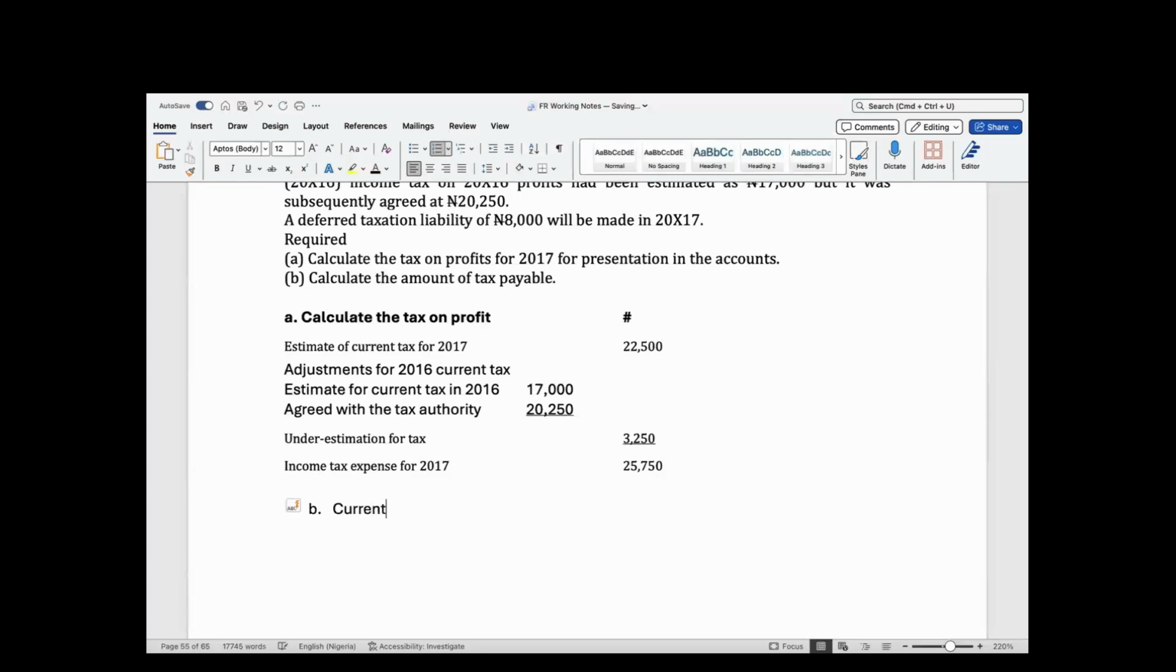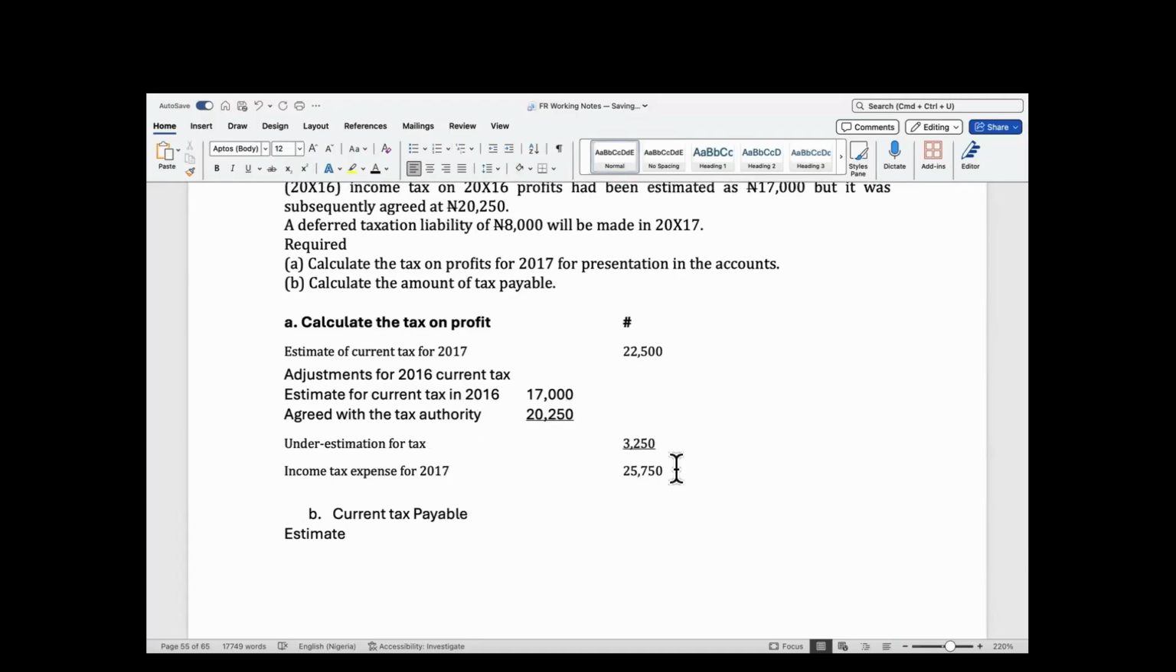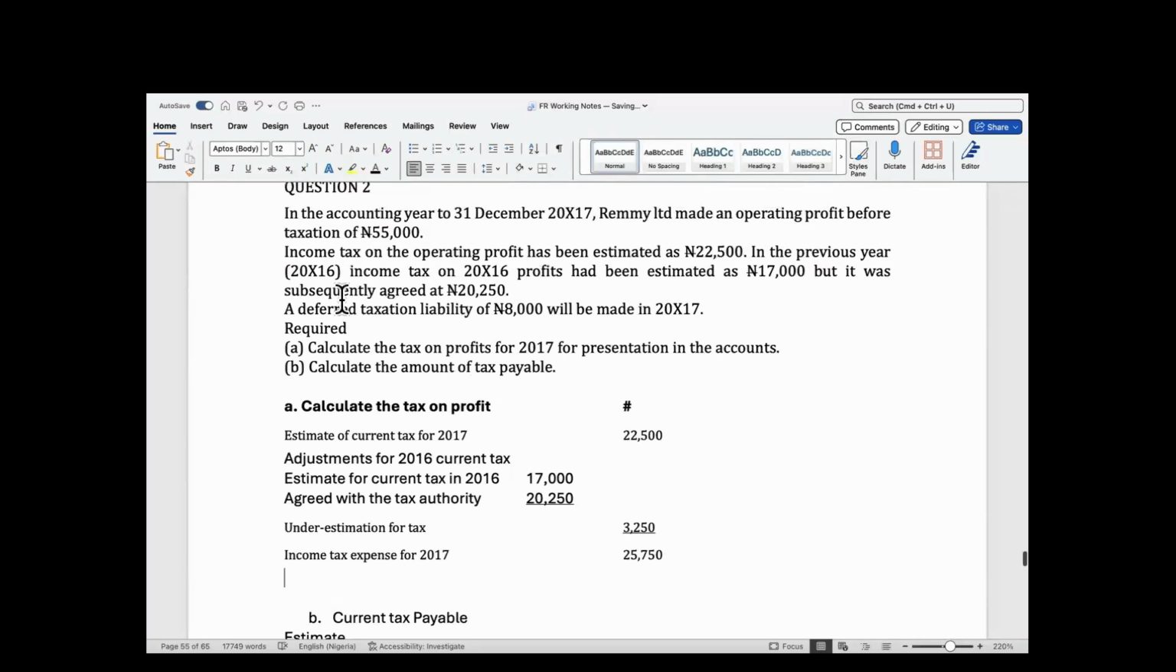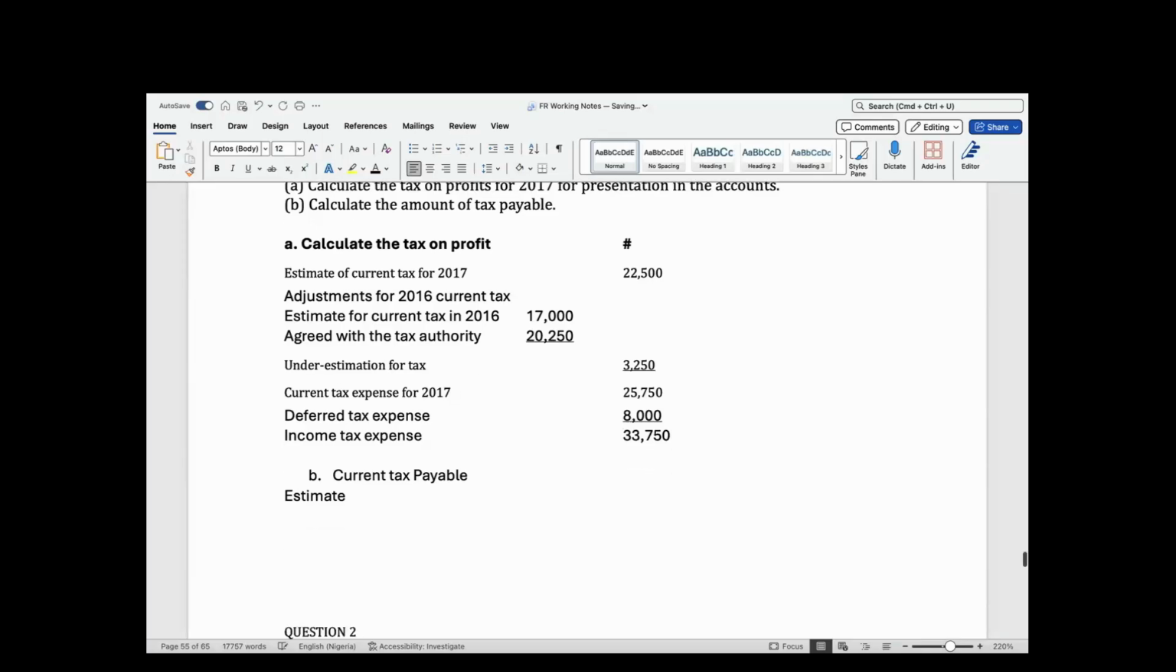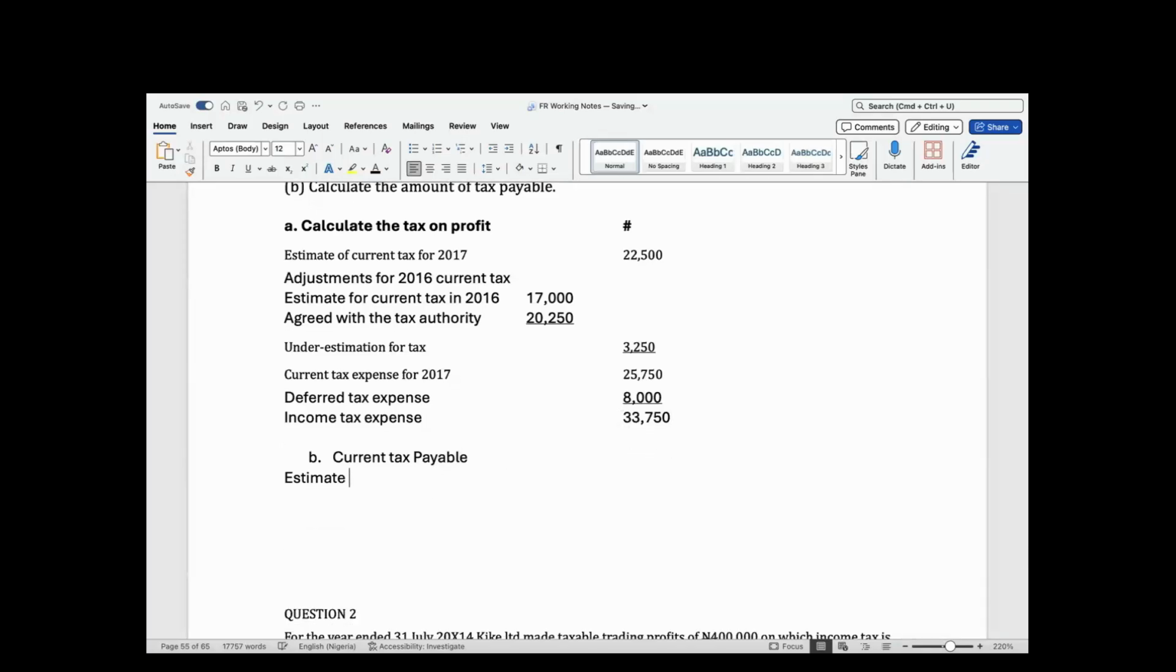However, the current tax payable will be the estimate of current tax. No, that's not all. I forgot that they gave us a deferred tax liability here of 8,000. Okay, so when there is a deferred tax liability, there will be an expense leg. There's a deferred tax expense of 8,000 as well. So let me call this my current tax expense since it hasn't separated. Then my income tax expense that goes to P&L will be the addition of these two, which is 33,750. So what goes to my current tax payable?